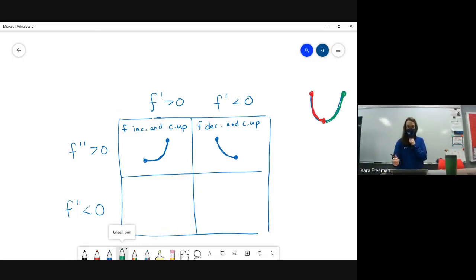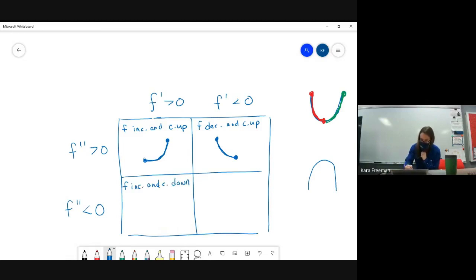So now we're going to do the same thing. Let's flip it over, down like a frown. So you've got down like a frown, and you've got 2 sides to that concave down as well. You've got an increasing piece and you've got a decreasing piece, right? So now on this next one, we have f is increasing and now concave down. So that piece looks like this guy, increasing but concave down. And then of course, if f is decreasing and concave down, you get the other side of that frown.